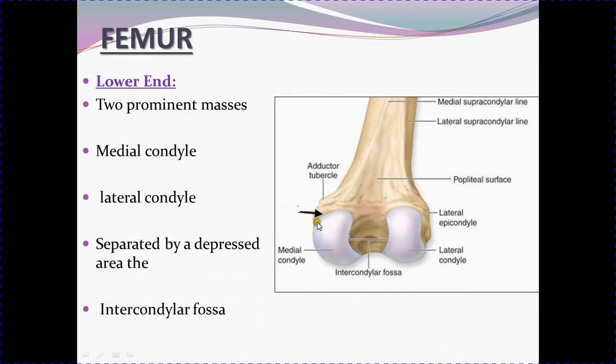The lower end has two prominent masses, which are called condyles: the medial condyle and the lateral condyle. These two prominent masses, or these two condyles, are separated by a depressed area which is called the intercondylar fossa.